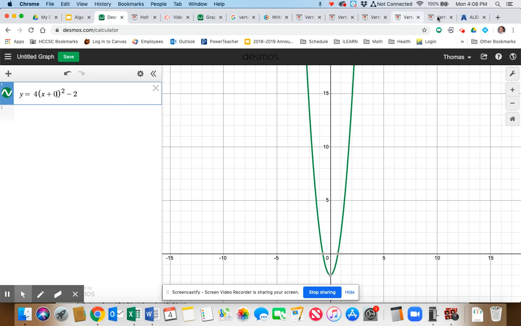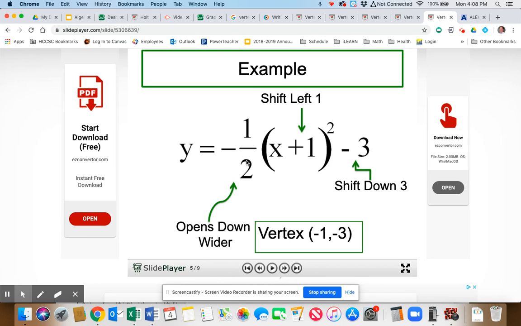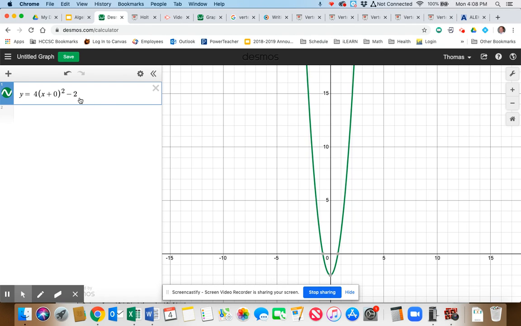Okay, let's look at another example. Okay, let's say you have a negative, so that makes it open downwards. A 1/2 is between 0 and 1, so it makes it wider. The 1 is going to make it shift 1 to the left, and the -3 is going to make it shift downwards 3. So let's plug this in and take a look at what your graph will look like.